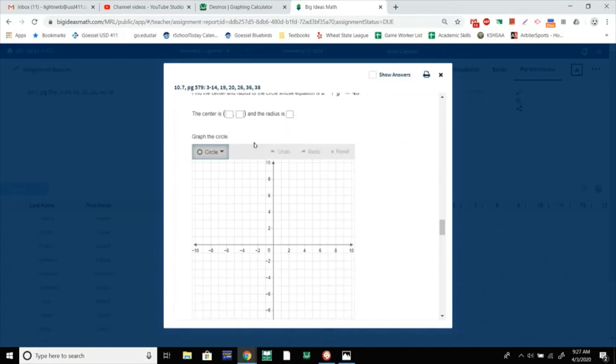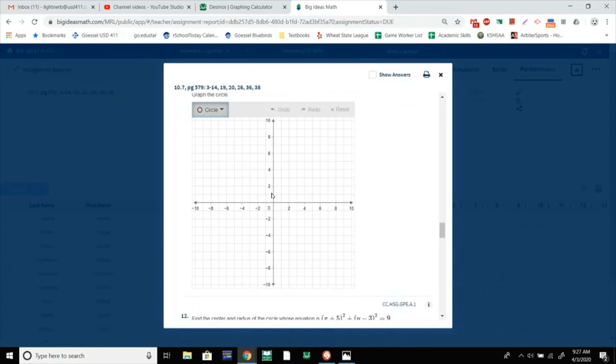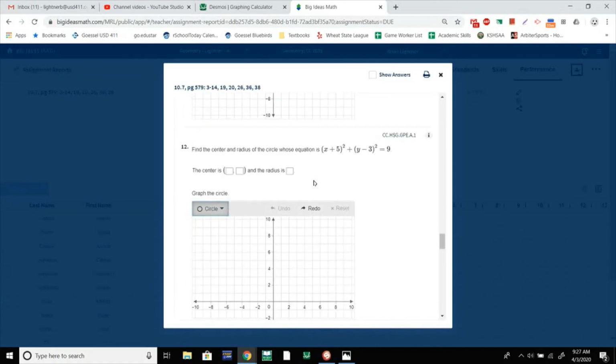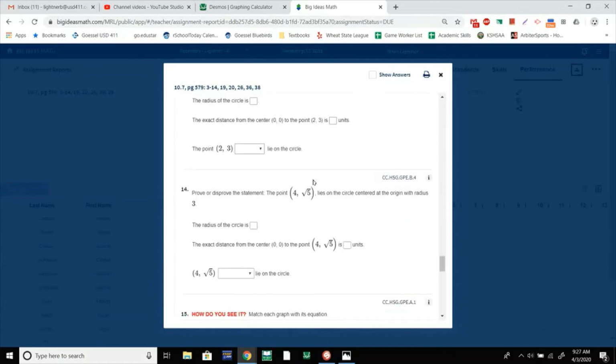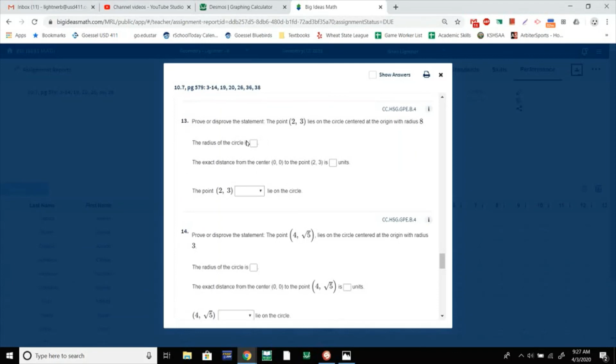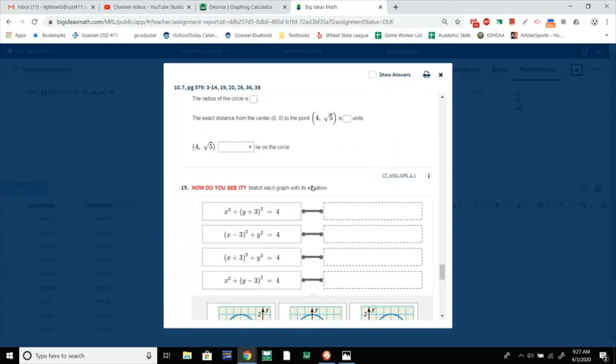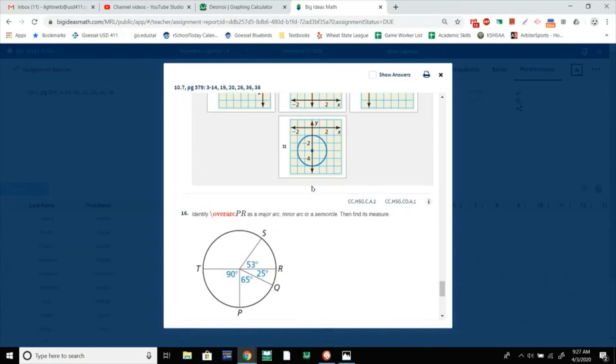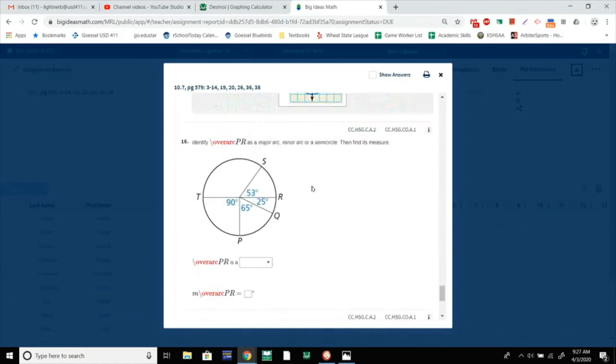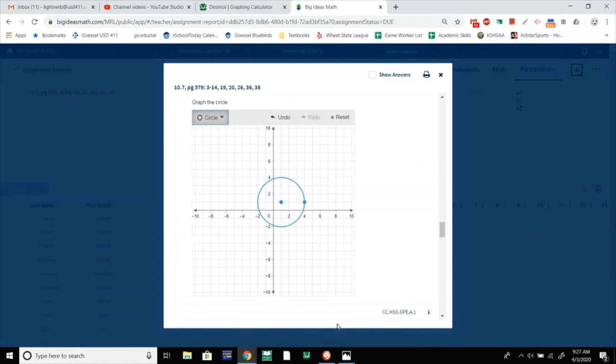Okay, when you graph, you just need to put the center. So if the center is at 1, 1, I'm going to put a point there first. And if my radius is 3, then I'm going to go out 3 units, and then it draws a circle for you. The prove or disprove, this is just what we did here. So they want the radius of the circle, which is 8. They want the distance from 0, 0 to 2, 3. You can use that formula we had, and then you say whether it does or does not lie in the circle. And this is just matching the graph with that and some review of arcs. Okay, and that's it.